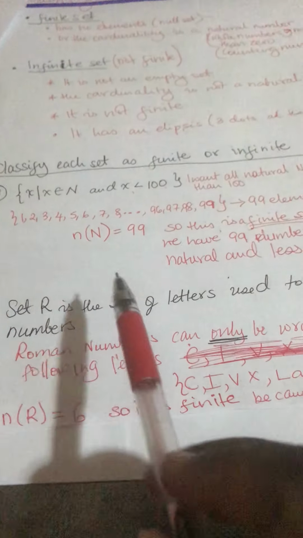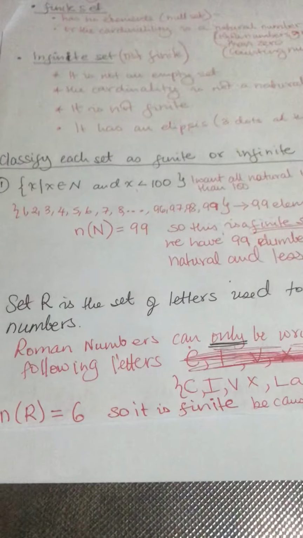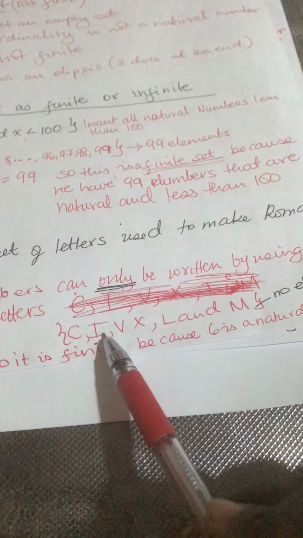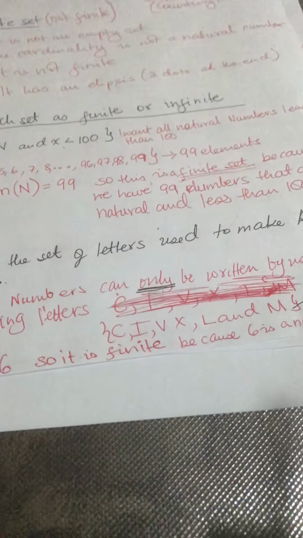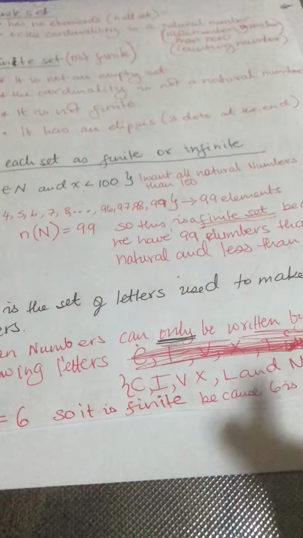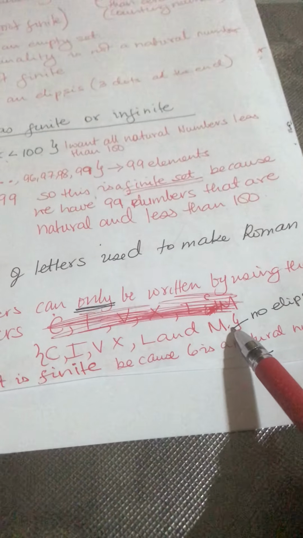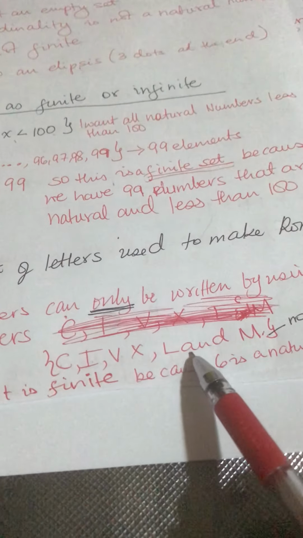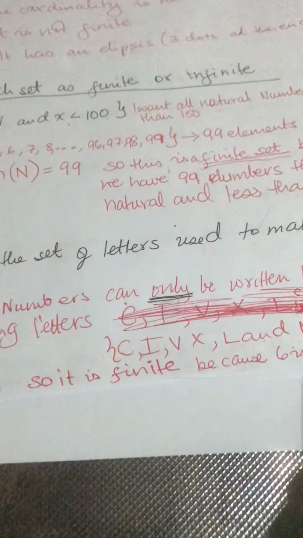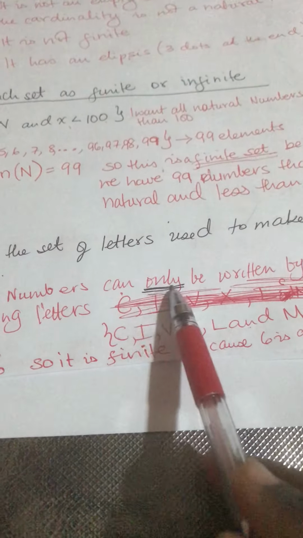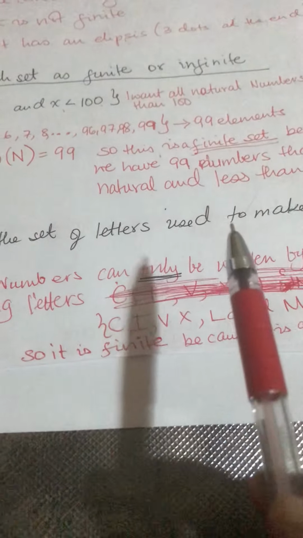Finite. All right. Set R is the set of letters used to make Roman numbers. Roman numbers can only be made by these 6 letters: C, I, V, X, L, M. You cannot use any other letters to write a Roman number. Okay? And there are no ellipses. As you can notice, there are no 3 dots. And they said end. That means it stops at M. Okay? So this tells me this is finite.